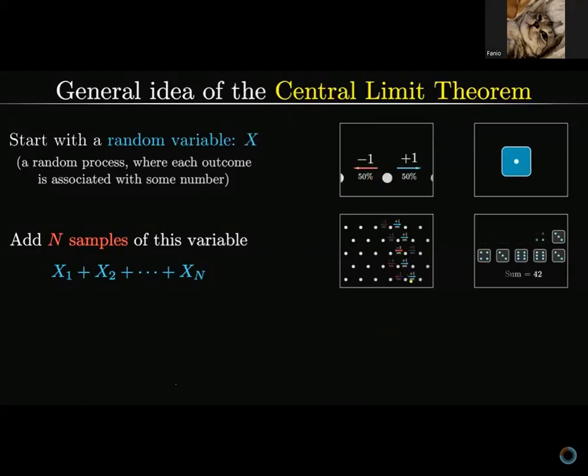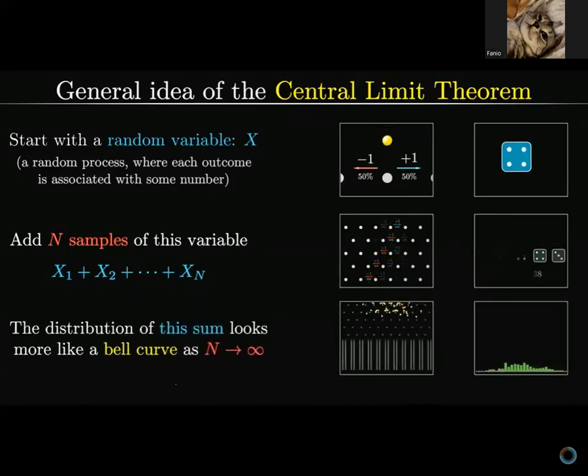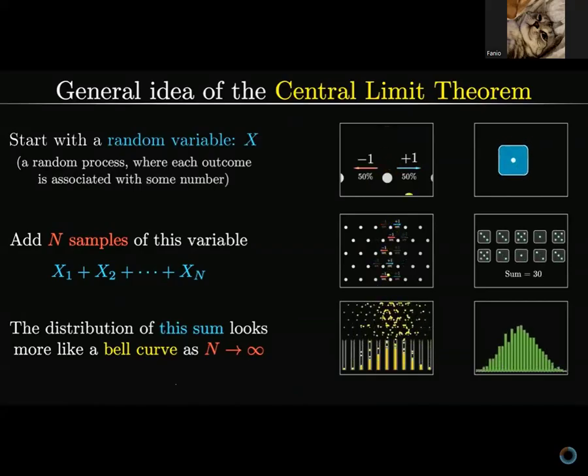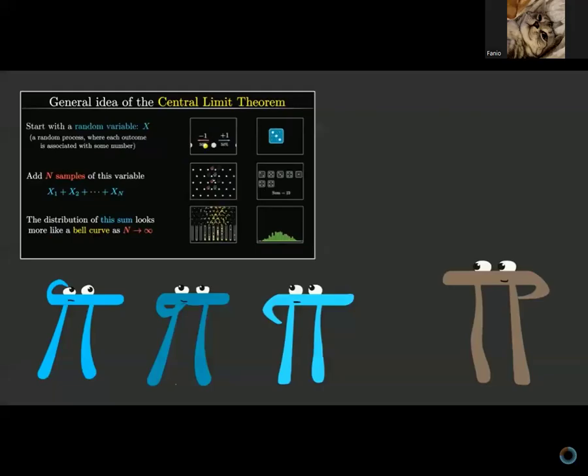On our Galton board, that looks like letting the ball bounce off multiple different pegs on its way down to the bottom. And in the case of a die, you might imagine rolling many different dice and adding up the results. The claim of the central limit theorem is that as you let the size of that sum get bigger and bigger, then the distribution of that sum, how likely it is to fall into different possible values, will look more and more like a bell curve. That's it. That is the general idea.